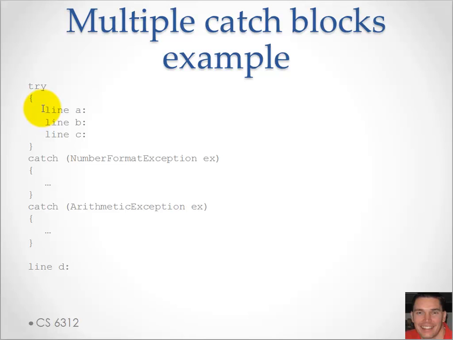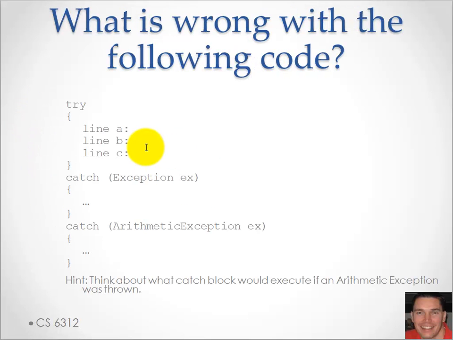If it comes through here on an execution and it successfully executes line A, line B, and line C, then it's going to just skip over all these catch blocks and come down here and execute line D. Let's say it throws an exception in line B here that's not a number format and not an arithmetic exception. What it then does is it's going to throw that exception up to the method that called it.